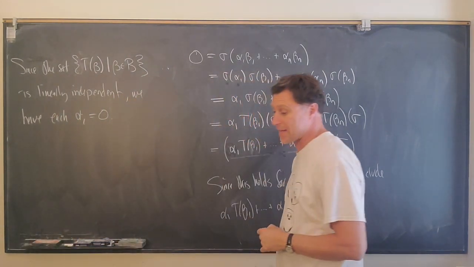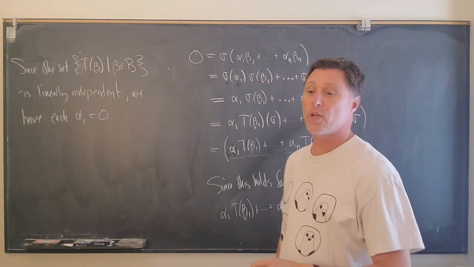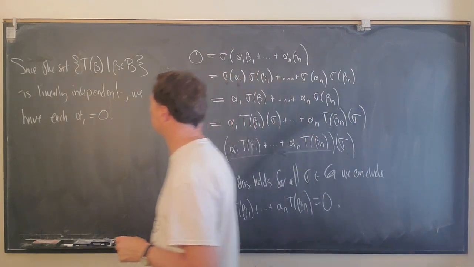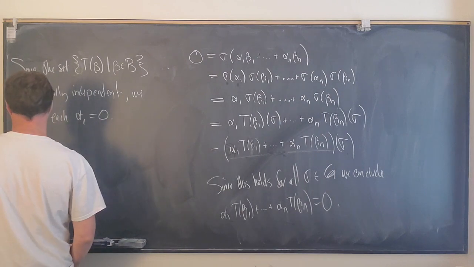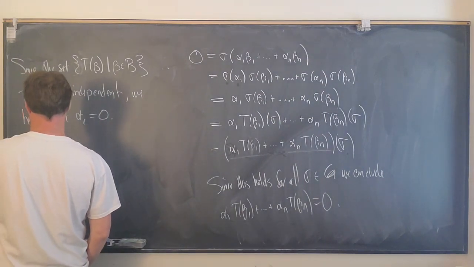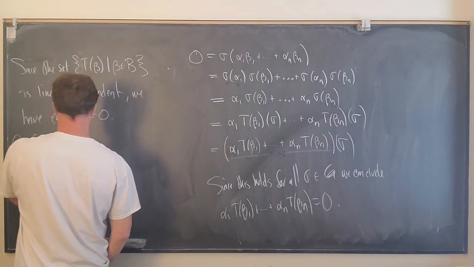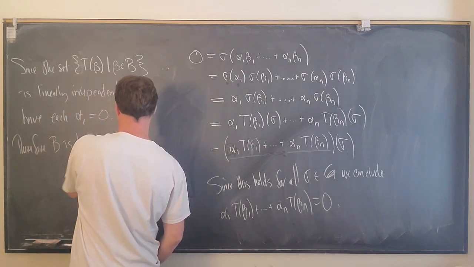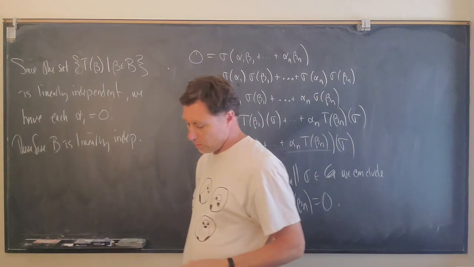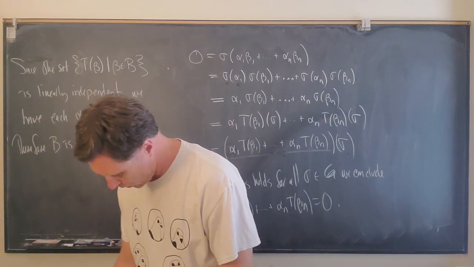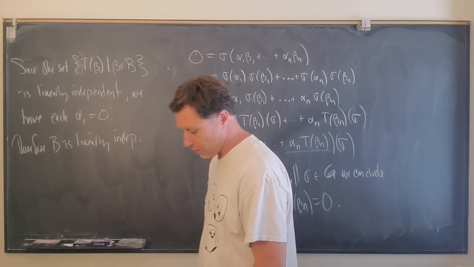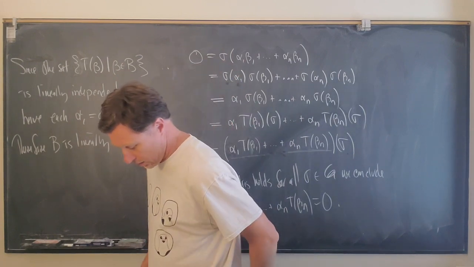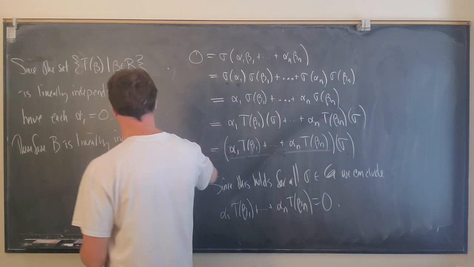And so what does that tell us then? It tells us that our original set that we're looking at, our set B, is linearly independent. So therefore, capital B is linearly independent. Okay, so that's 2 implies 1.